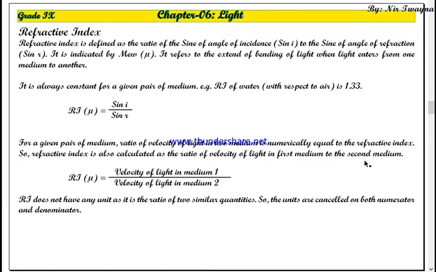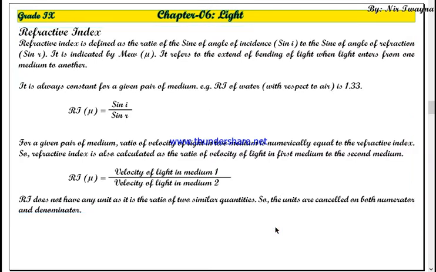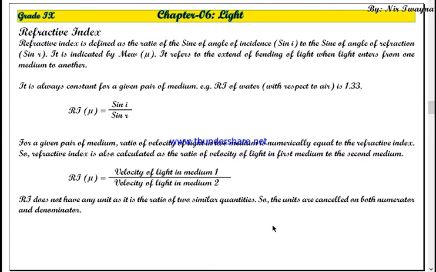What we discussed in our previous class is that the main cause of refraction of light is change in velocity of light in different medium. When light is traveling in air, then its velocity would be 3 into 10 to the power 8 meter per second. But when light enters into water, then its velocity would be 2.27 into 10 to the power 8 meter per second. See, when light travels from one medium to another medium, its velocity changes.